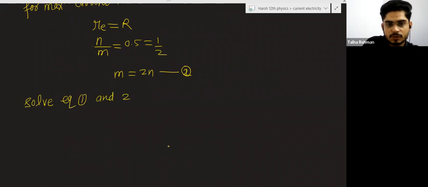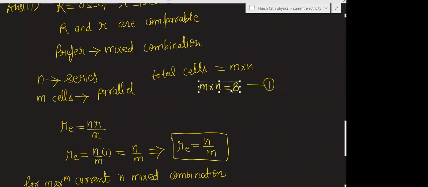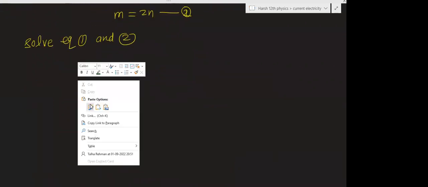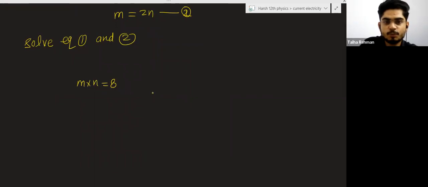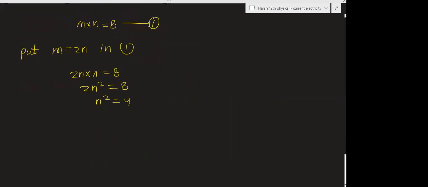So what is equation 1? Equation 1 is M into N equal to 8. Put the value of M in this equation 1. Put M is equal to 2N in equation 1. So now instead of this M, put this 2N. So write here 2N into N equal to 8. This will become 2N square is equal to 8. So N square is equal to 4. So N you will get 2.